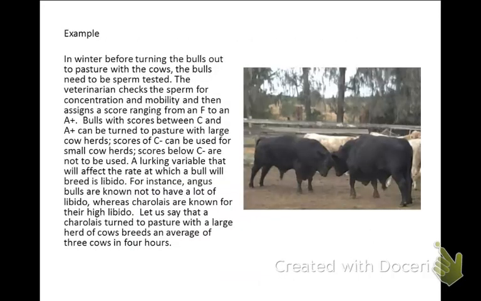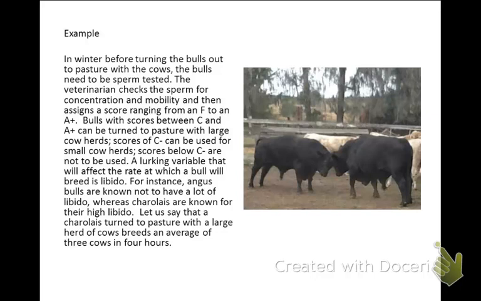In winter, before turning the bulls out to pasture with the cows, the bulls need to be sperm tested. The veterinarian checks the sperm for concentration and mobility, and then assigns a score ranging from an F to an A+. Bulls with scores between C and A+ can be turned to pasture with the large cow herds. Scores of C- can be used for small cow herds.